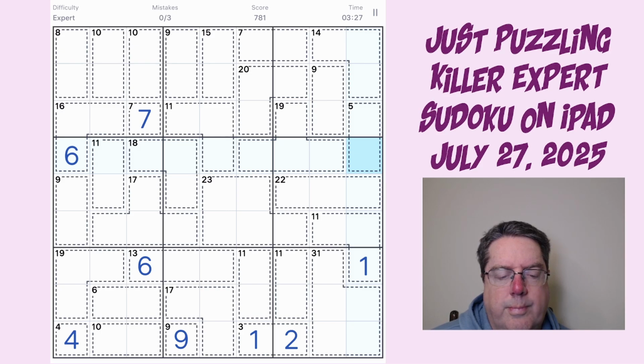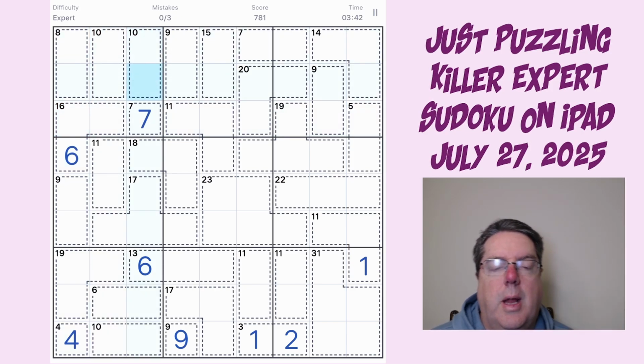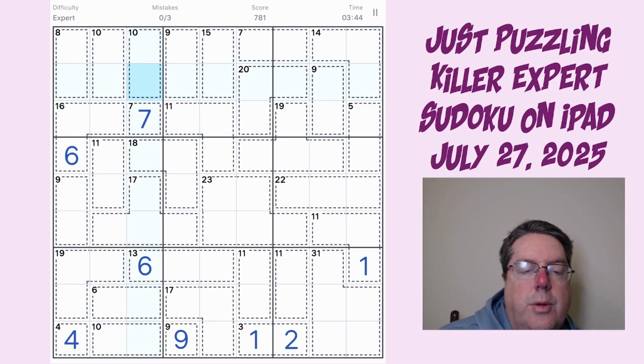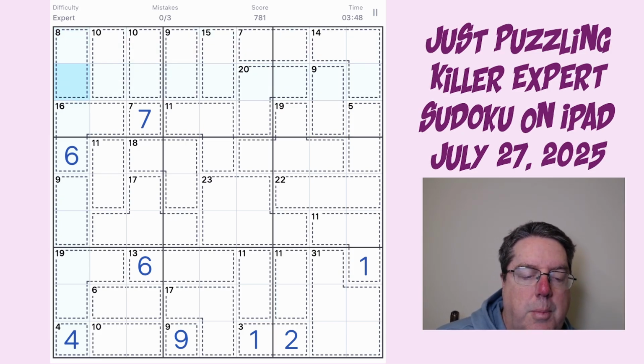2 and 9, 9 and 1. So this is going to be 3 and 5 because these are 10, so 5 can't be here, 5 can't be here, 5 can't be here because it had to be that. So this is a 3 and 5. So if that's 3 and 5, this can be 2 and 7 or 1 and 8.